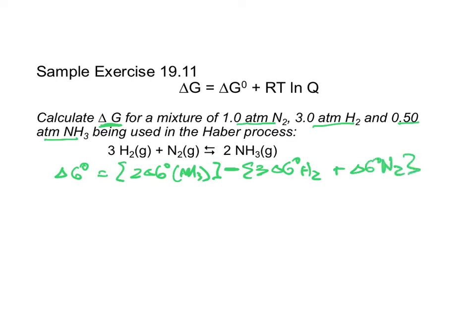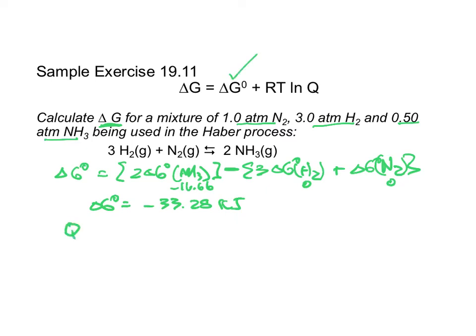Now, in the back of the textbook, you can see that this is a negative 16.66, and maybe you'll remember that for the elements, the delta G zeros are 0. You would also see zeros in the column. This gives you a delta G0 of negative 33.28 kilojoules. So we check off, we've got our delta G0.